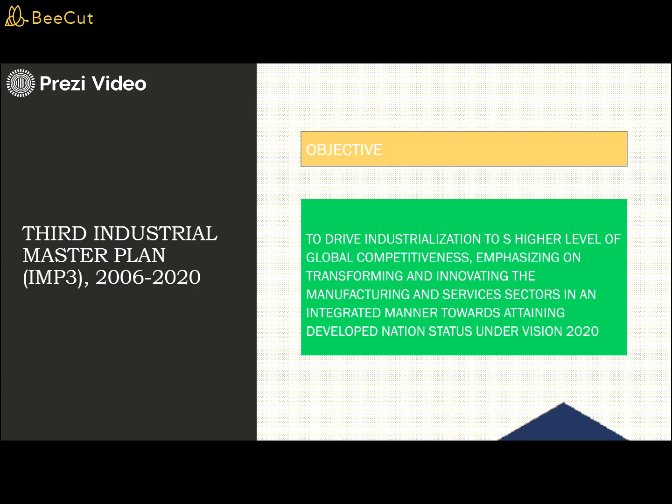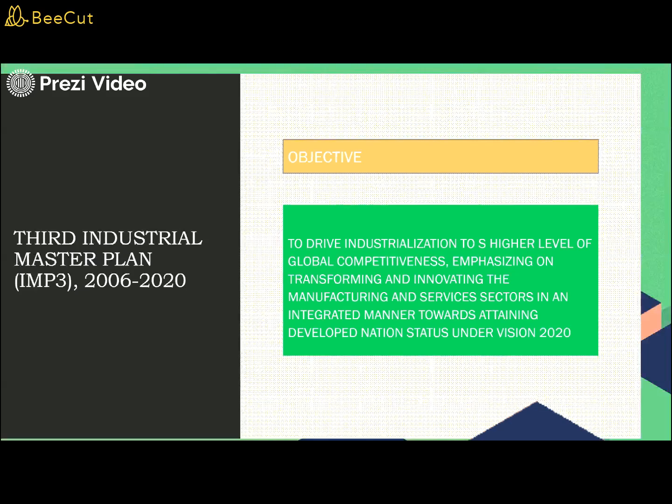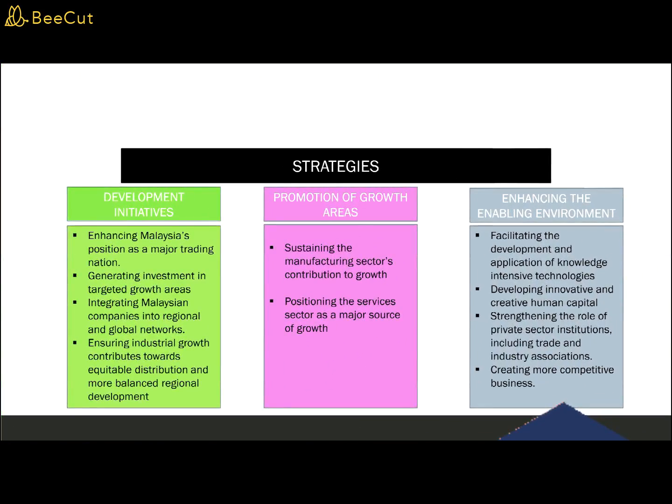Newly industrialized economies still enjoy the benefits of low production costs, mainly due to low wages. And then developed industrialized nations have the advantage of information and knowledge, which enables them to perform high value added manufacturing functions. So here in the Third Industrial Master Plan, IMP3, the main objective was to drive industrialization to a higher level of global competitiveness, emphasizing transforming and innovating the manufacturing and services sectors in an integrated manner towards attaining developed nation status under Vision 2020. What are the strategies in this IMP3?